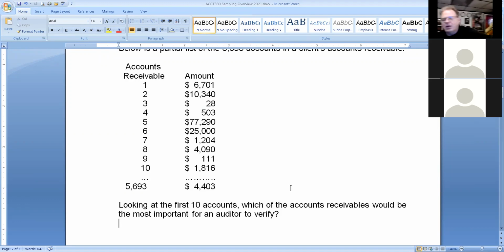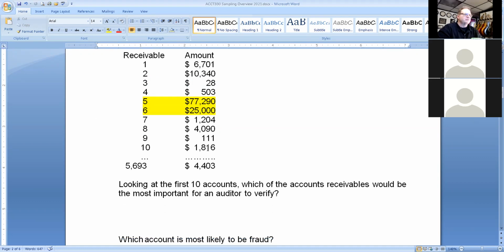5 and 6. Yep. Why? Due to them being such large amounts, the auditor would have to make sure they're not just making up the numbers. Yeah, these two are obviously the biggest ones. If number 3 is misstated, well, who cares, right? It wouldn't do you much good to go investigate number 3. Even if it's misstated, it really wouldn't matter. So 5 and 6 are definitely the two that you would want to look into most closely.